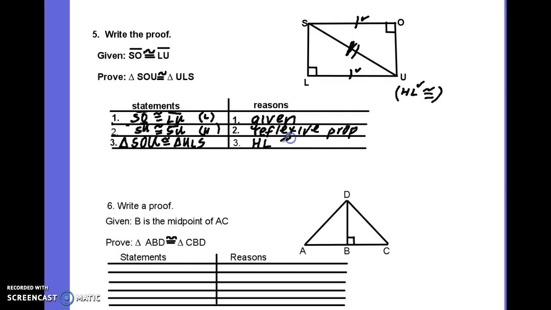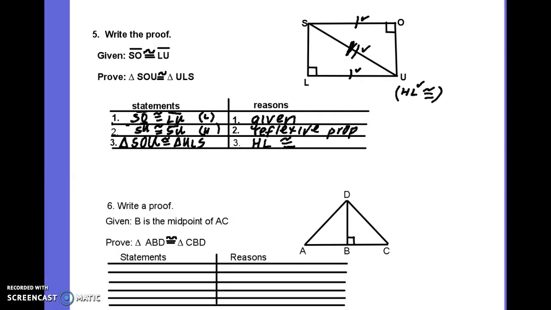Hypotenuse leg congruence. But please be aware that it doesn't always have to be hypotenuse leg. It depends on where the marks are. One mark is here on the hypotenuse. One mark is on the leg for this. Similarly, one mark is on the hypotenuse for the upper triangle and the other mark is on the leg. That's why we did hypotenuse leg. All right. So that would give you the flavor of that one.